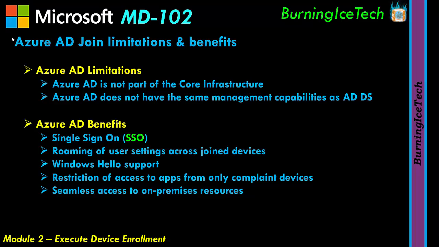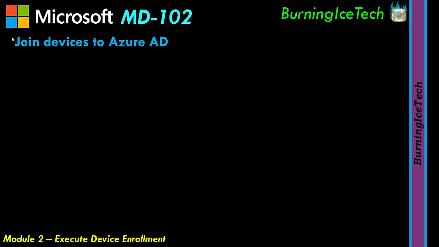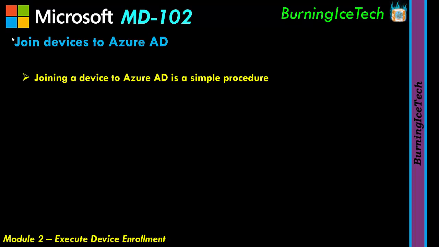All right, now moving on to joining devices to Azure Active Directory domain. So joining a device to Azure Active Directory is in fact a simple procedure, folks. Now, how exactly you do that, that's going to depend on whether we're talking about a Windows device, an iOS device, or an Android device. Once again, it's not limited to those three. Those are simply the main three and the most common ones that people will be using.